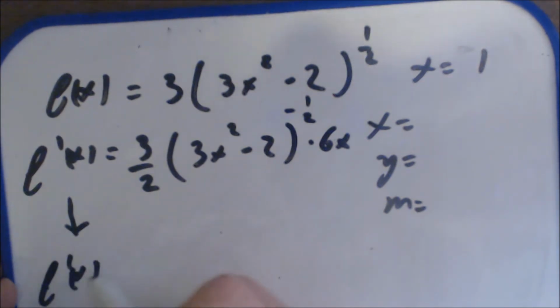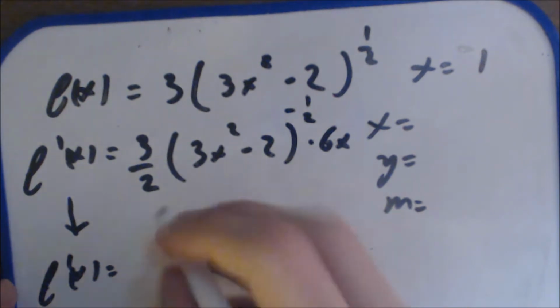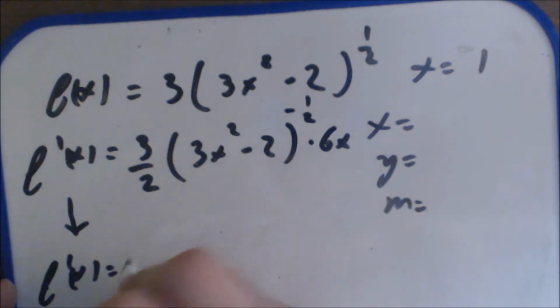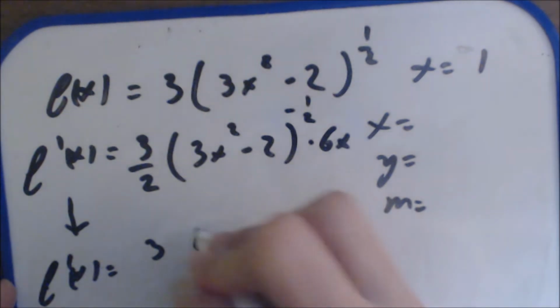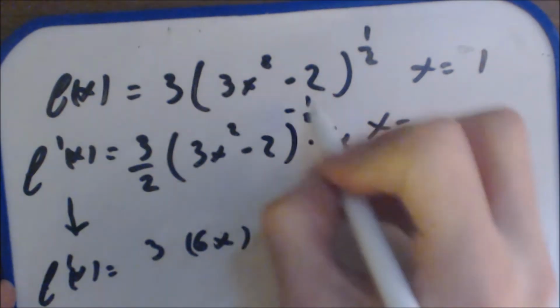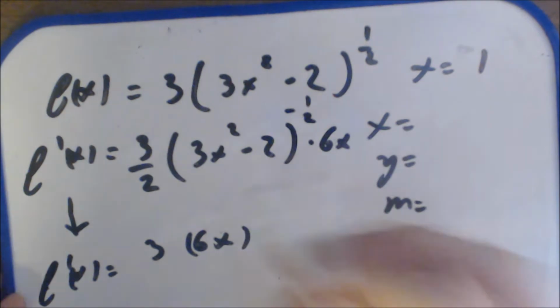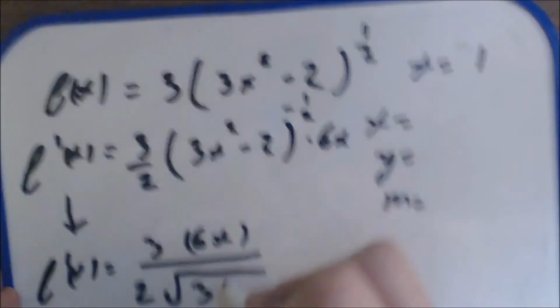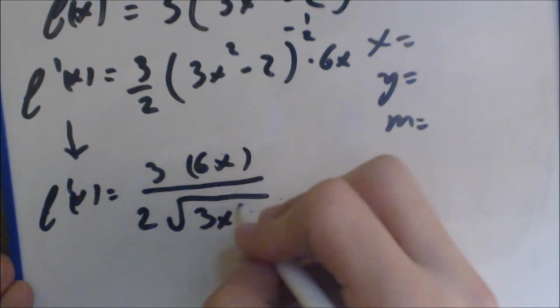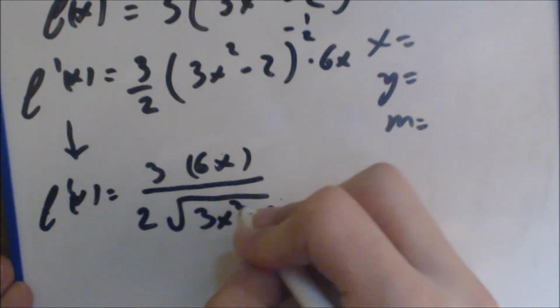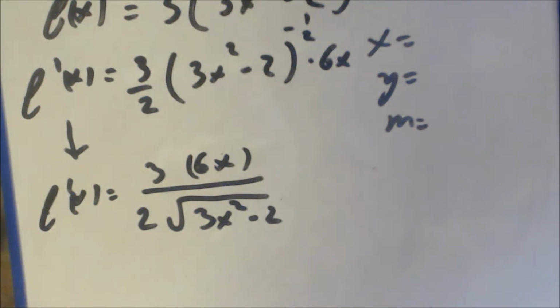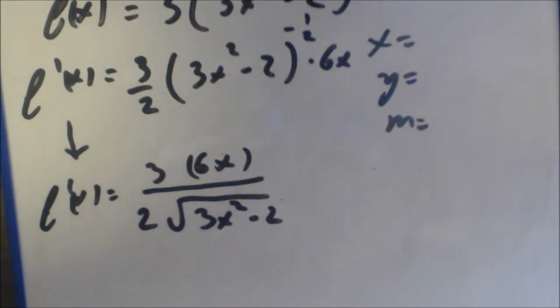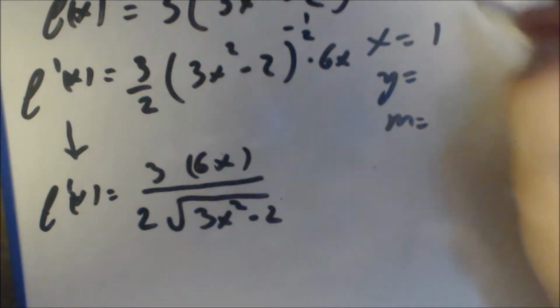F prime of x is equal to, let's see, what does it simplify to? It's going to be 3 times 6x. Then we're going to bring this downstairs because of this negative exponent here. So it's going to be times 2 radical 3x squared minus 2. Alright, so we have the first derivative now. So x is equal to 1 here.